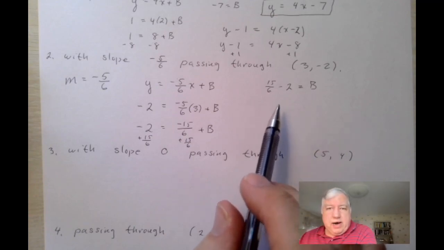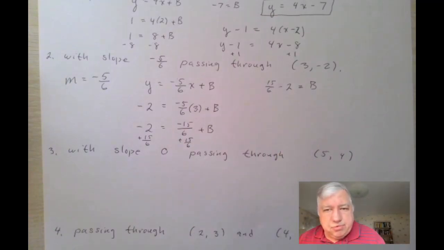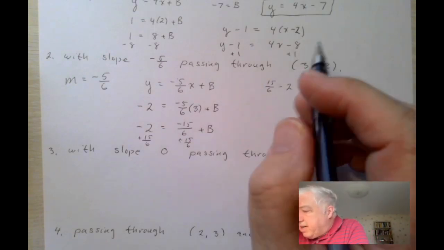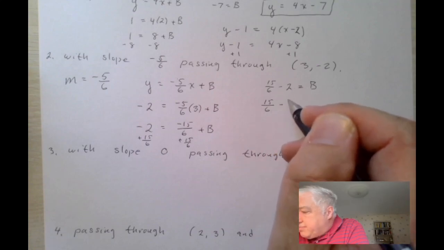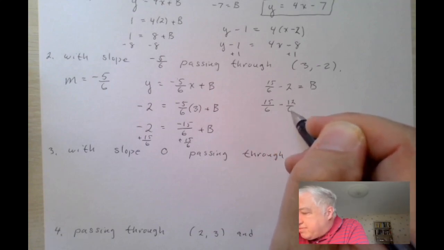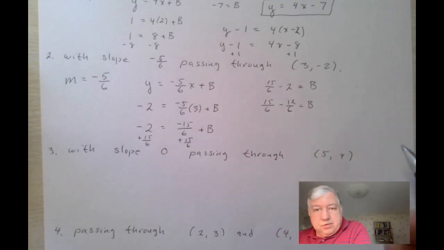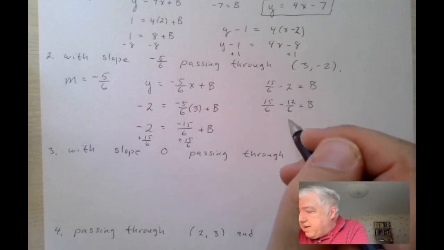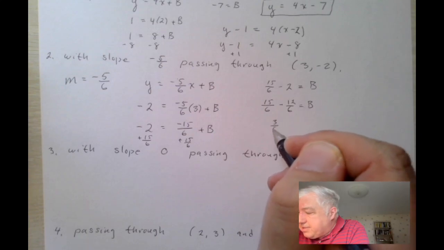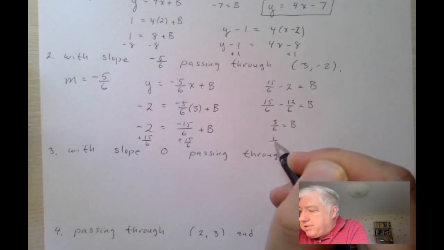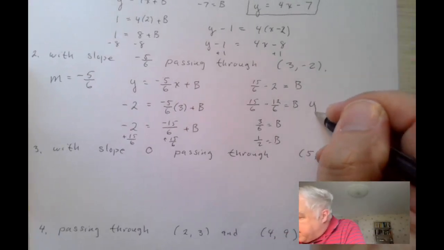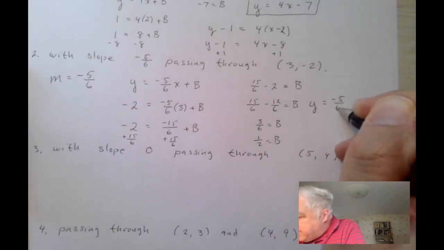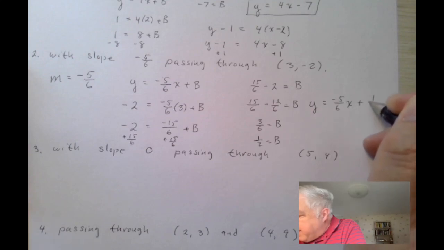And now we can get a common denominator. If we wanted to reduce this, we could, but we don't have to. We could just multiply and divide this 2 by 6. So this is 15/6 minus 2 times 6, which is 12, so 12/6. So b is 15 minus 12, which is 3/6. And now we can reduce it to 1/2, right? So we get that y is equal to negative 5/6 x plus 1/2.